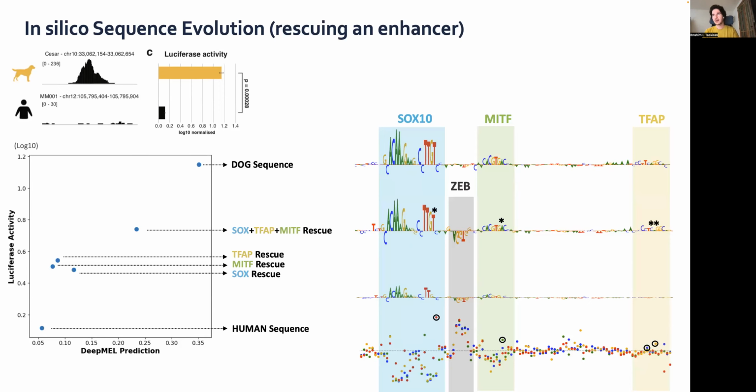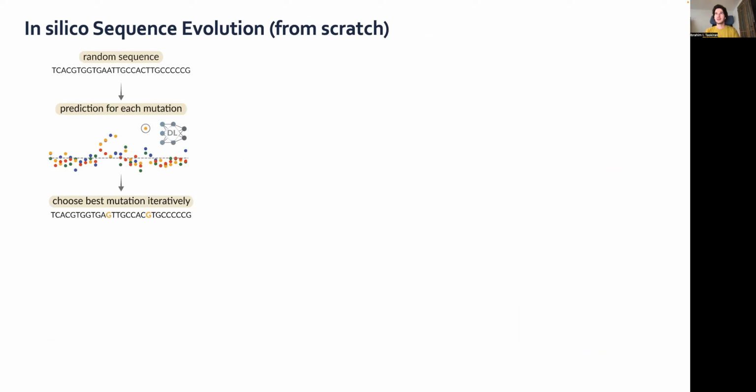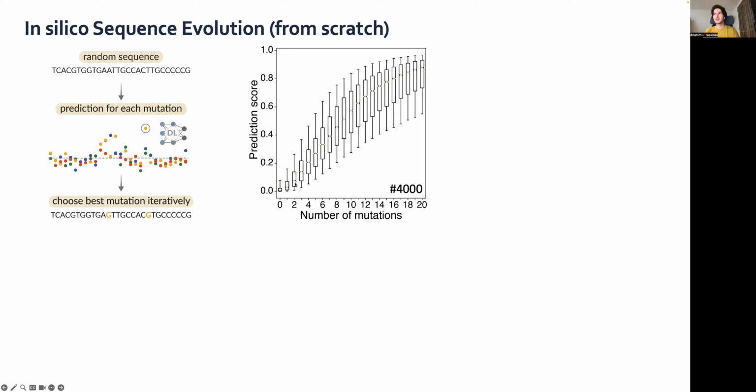So we asked, can we create an enhancer from scratch? Here, the strategy is quite straightforward. We start with a random sequence, numpy random, and then we do saturation mutagenesis, choose the best mutation, and apply it. We do this procedure iteratively. Here you can see how the prediction score is changing with the number of mutations.